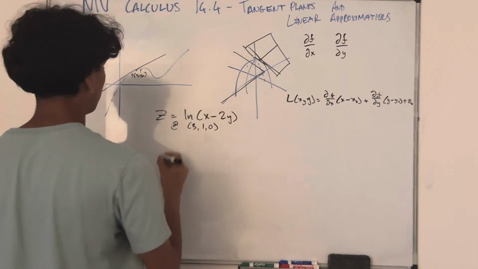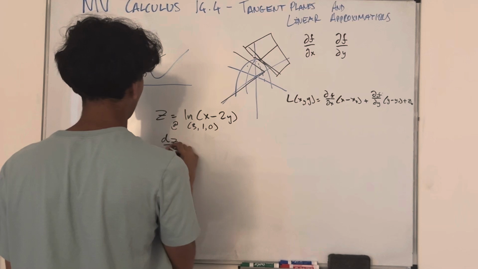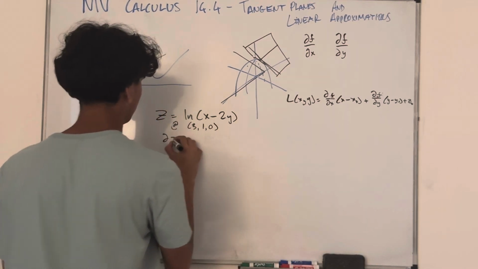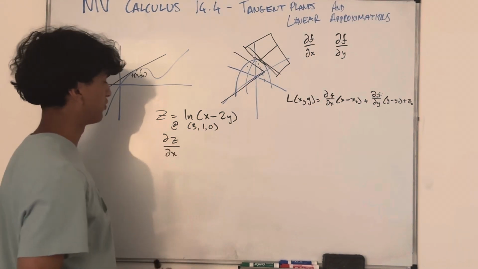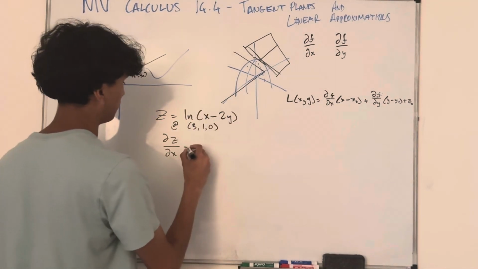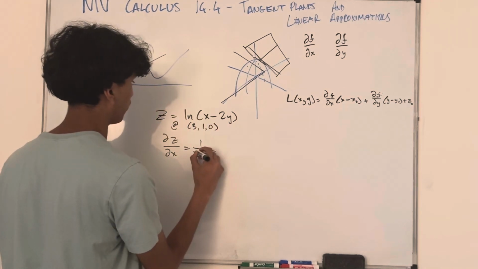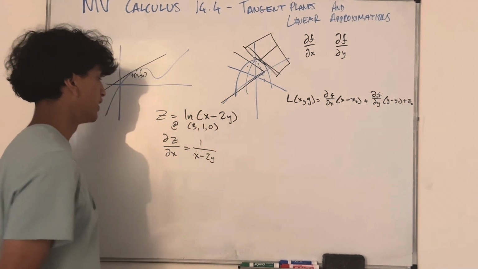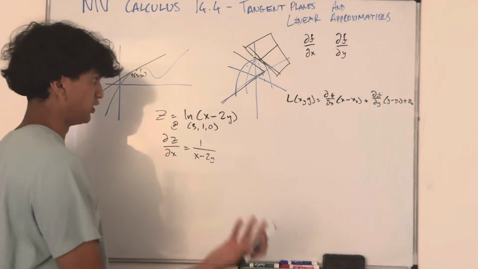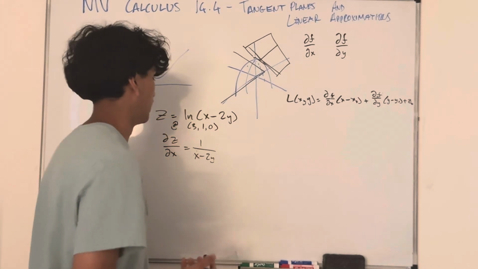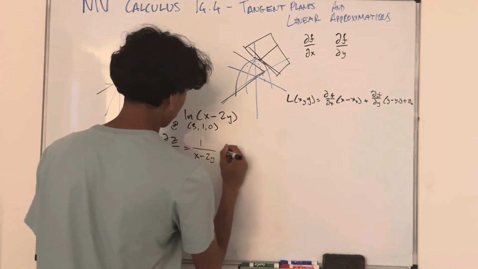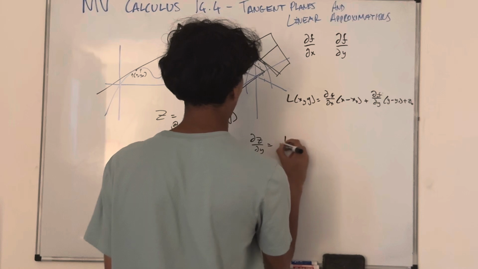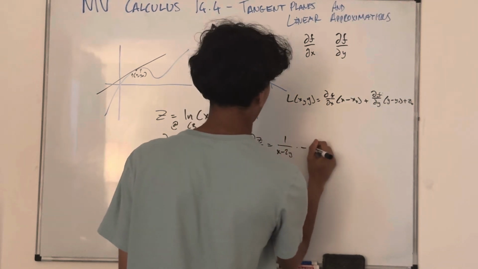Okay, so first we can do partial z, partial x. Oh my god, I wrote a d by accident. It should be the partial symbol. Partial z, partial x. I'm taking the derivative with respect to x, so I would do chain rule here. The derivative of ln is 1 over, so 1 over (x minus 2y) times the derivative of the inside. For x, the derivative of x is 1, so multiply that by 1. I can do the same thing for partial z, partial y: 1 over (x minus 2y), multiplied by negative 2.